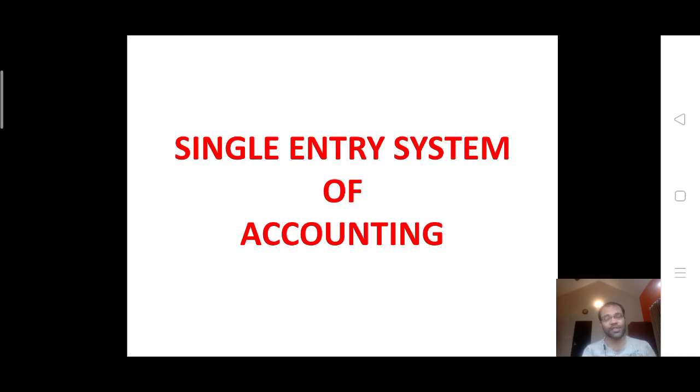So, in this particular session, we will be dealing with the theory part, all about what single entry is all about, how it is different from double entry system, what are the different features, objectives, merits and demerits of single entry system. Besides this, we must also know the real reason behind the incompleteness of the records in single entry system.